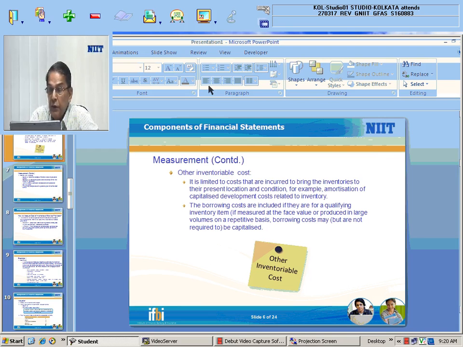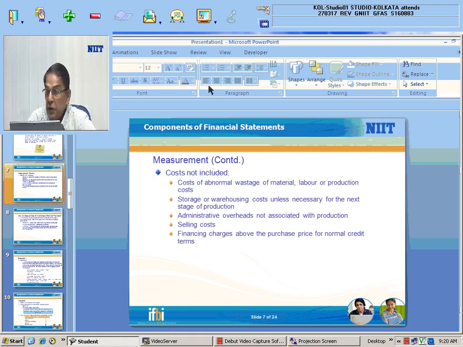If measured at the face value of product produced in large volume on a repetitive basis, borrowing costs may be capitalized. Otherwise, it can be included. So we'll see some examples to understand in specific situations how these various components of cost are added up to arrive at the cost of the inventory.